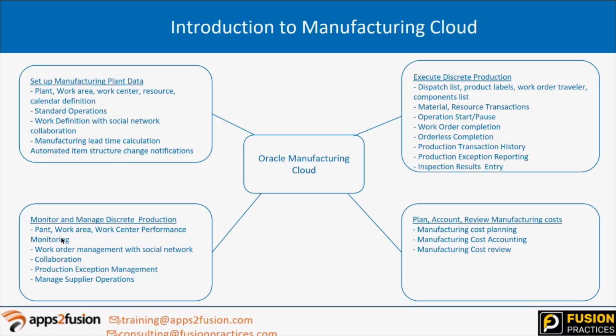Our focus here is mainly on the discrete manufacturing. In the discrete manufacturing, we have a dispatch list. So using this dispatch list, typically a production supervisor schedules all the productions by just a few clicks, and in this way he can organize his resources, organize the work orders which are in queue, and prioritize them.